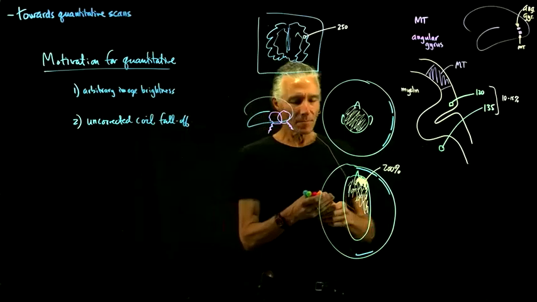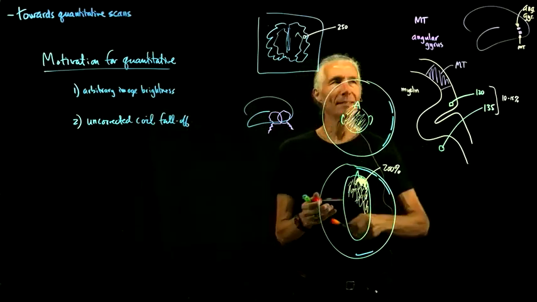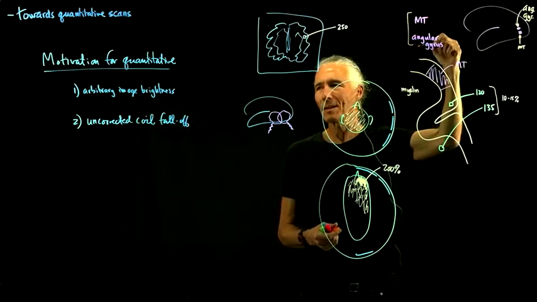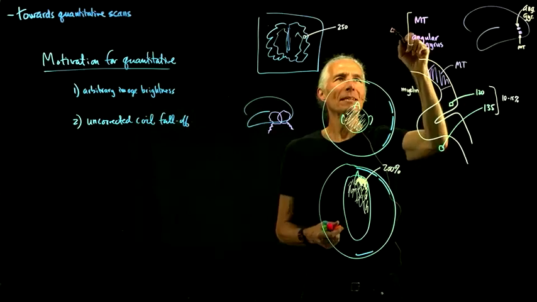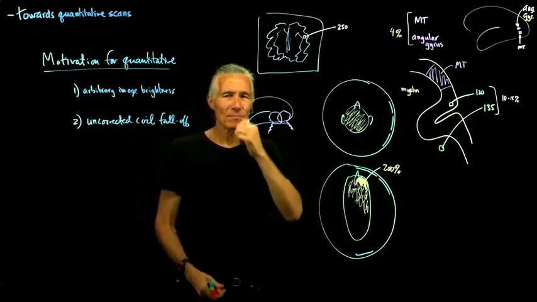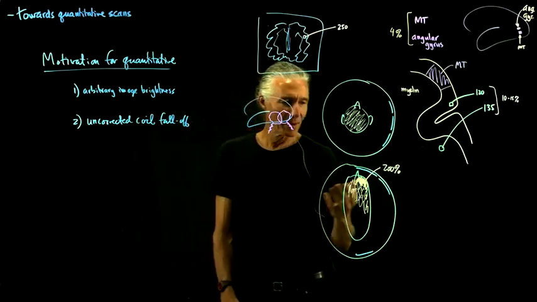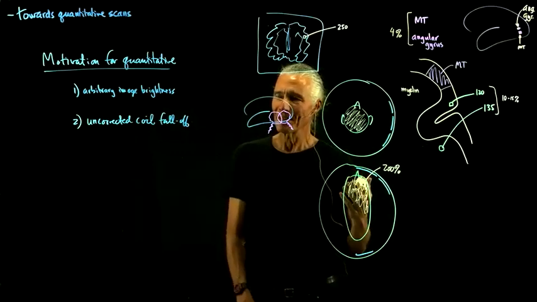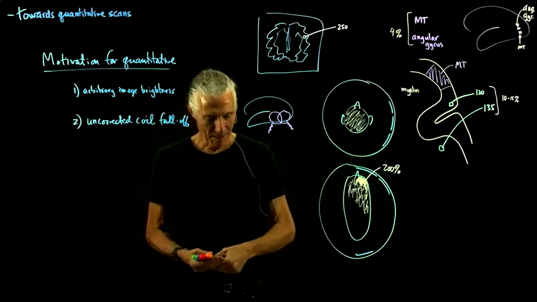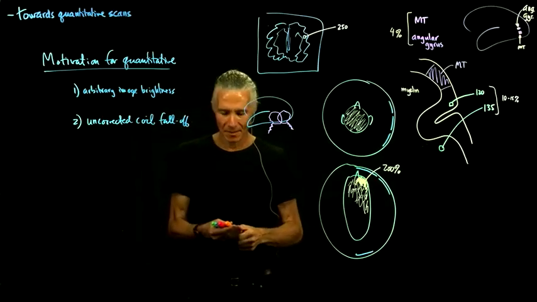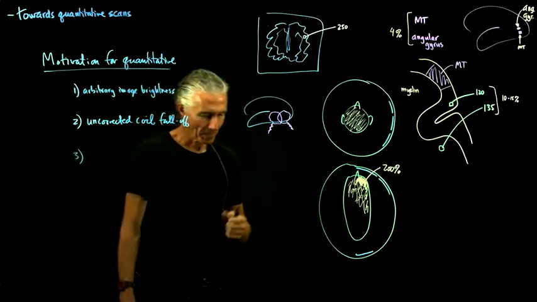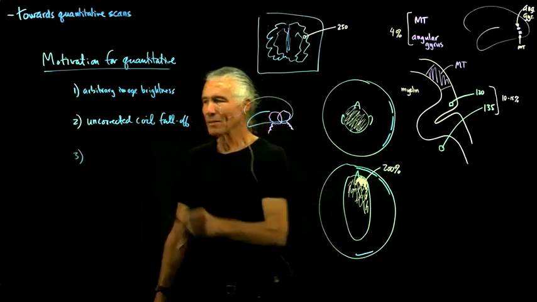So what is the difference between these two, MT and angular gyrus? That's like the most myelinated versus one of the least myelinated. It's like a 4% difference. So most areas are going to be in the range of 1%, and we have these 200% brightness changes just in our image. So that's another problem. But there's a third problem, which is uncorrected variations.